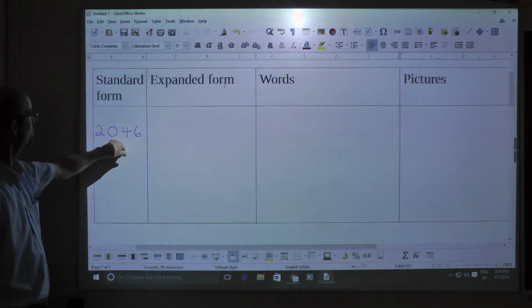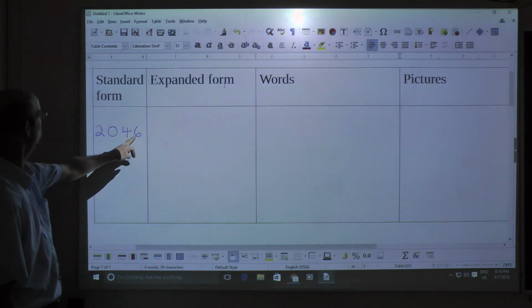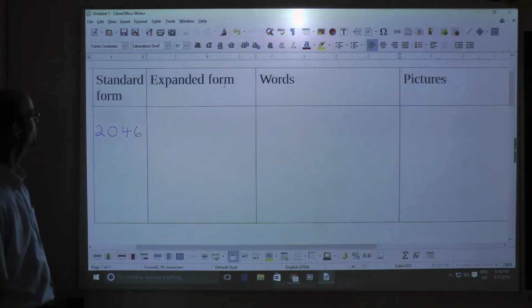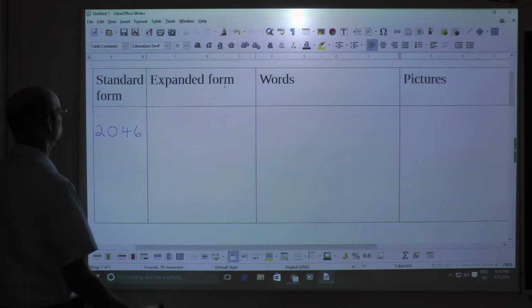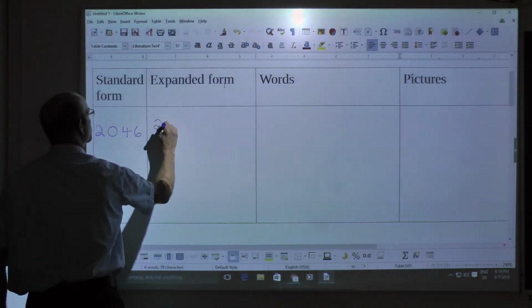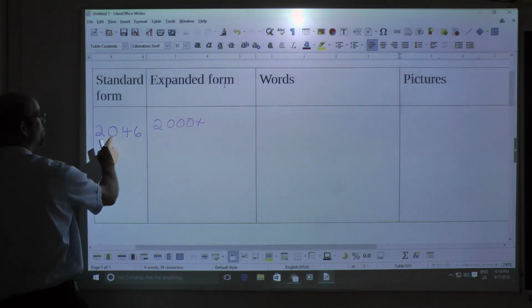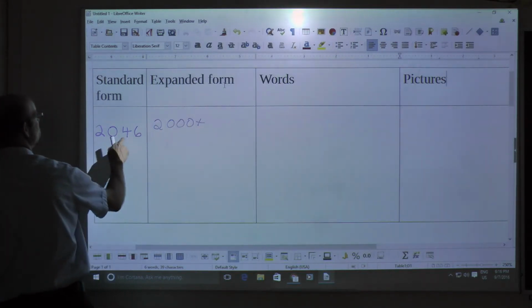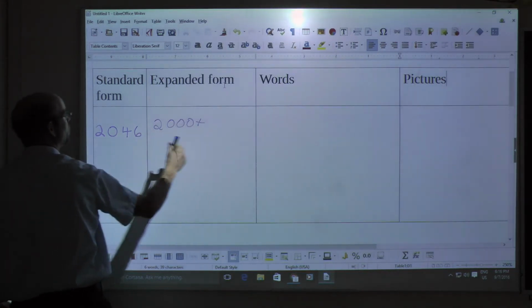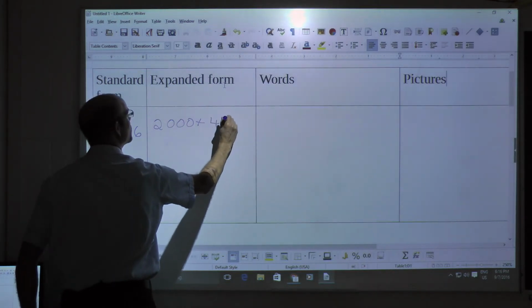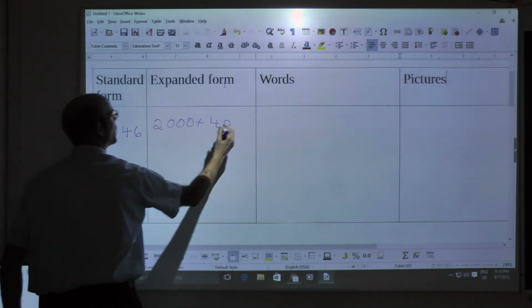Numbers involving zeros can be tricky. Again, we're dealing with thousands, so we know we have to have 4 digits when it comes to expanded form. I have 0 hundreds, so I'm not going to write plus 0, but I do notice that I have 4 tens, and 4 tens comes to 40, and I have 6 ones.